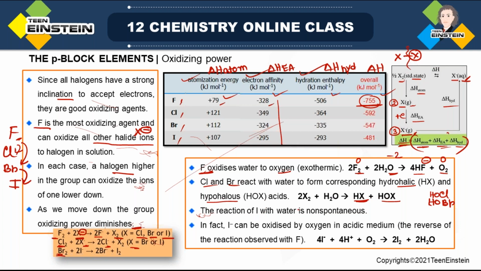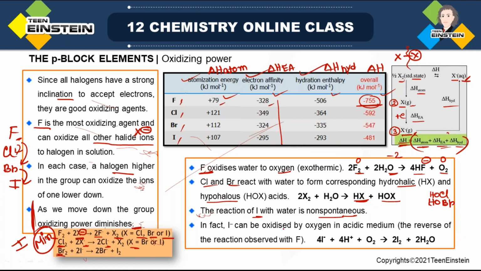And what about iodine? The reaction of iodine with water is not spontaneous, because, as we have seen in this table, as we move down, oxidizing power diminishes. So for iodine, the oxidizing power is minimum. That is the reason the reaction of iodine with water is not spontaneous. That means iodine cannot oxidize water.